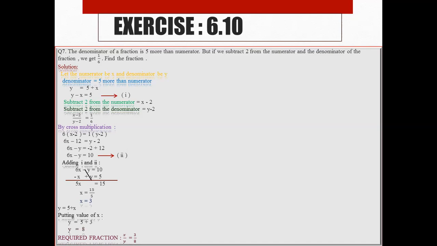6x minus y is equal to 10. This is our second equation. Now, we see that in both equations, the coefficient of y is 1. It means that we can easily eliminate y and we can get the value of x.